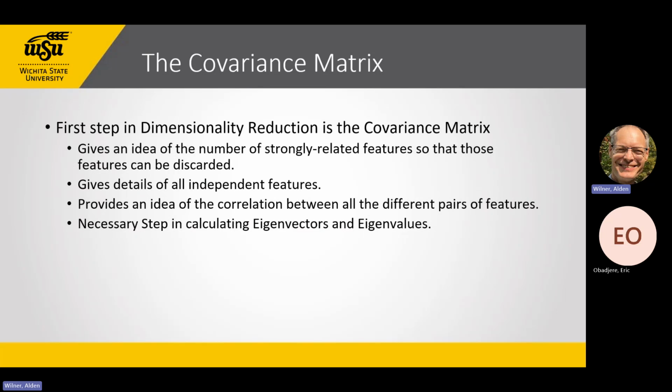So the correlation matrix shows for pairs of features how strongly correlated they were with each other. We want some sort of a metric that shows us how much each variable is explained by all the rest as a group. So this gives us details of all the independent features. It gives us an idea of the number of strongly related features, so that those features can be thrown away or deprioritized, as you might prefer. It provides an idea of the correlation between all the different pairs, and it is a necessary step in calculating eigenvectors and eigenvalues.